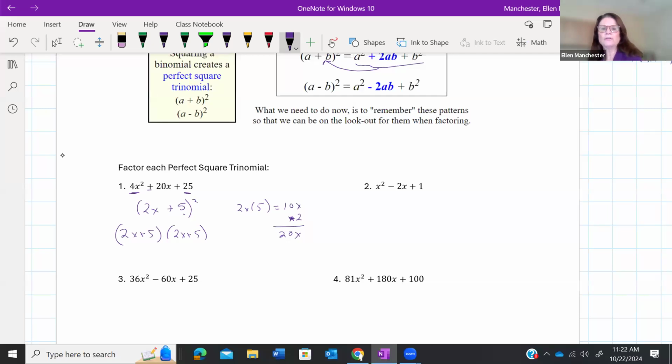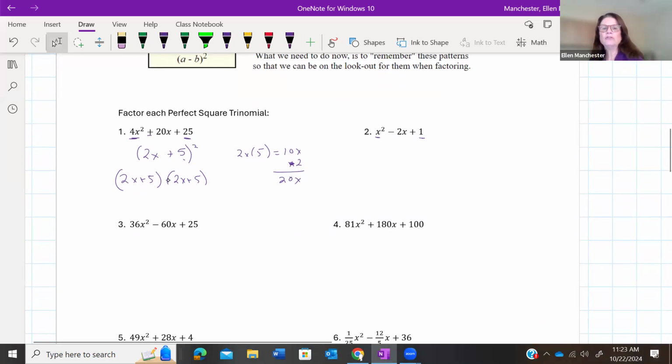Okay, so on number 2, perfect square, my exponent is even. 1 is a perfect square. People forget that. People forget that 1 is a perfect square all the time. So I'm going to use my test. Square root of x squared is x. Square root of 1 is 1. If I multiply those and double it, I get 2x. So I'm good. So I'm going to use this first sign and square it. So you can write it either way. Either way works. I like the first way because you're done. X minus 1 squared.